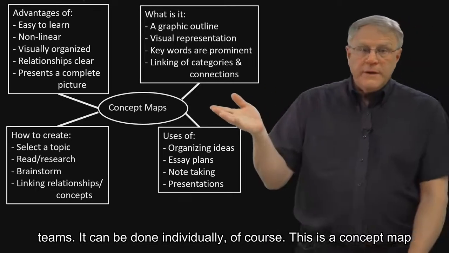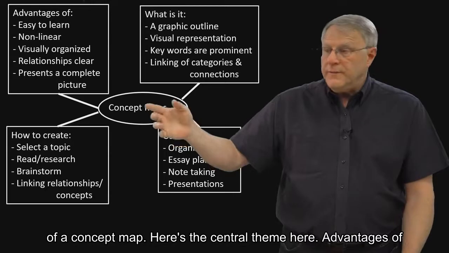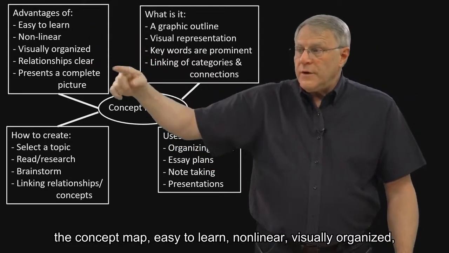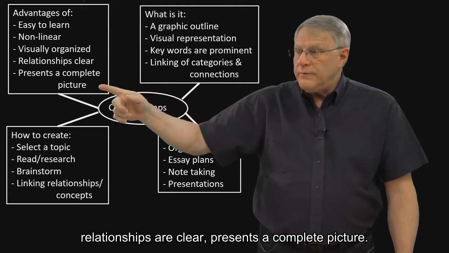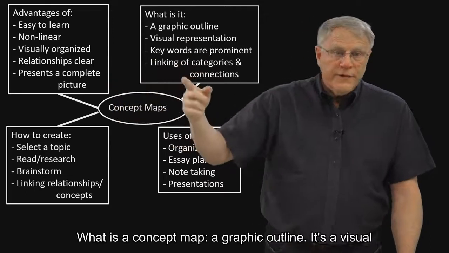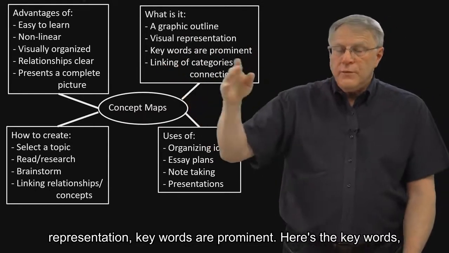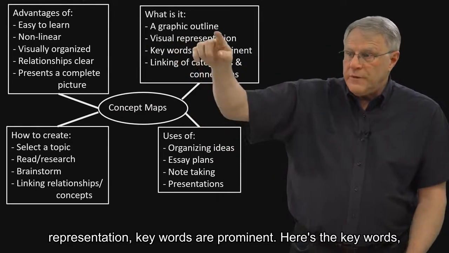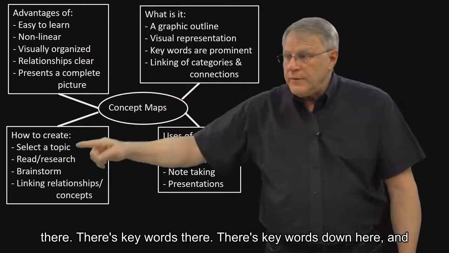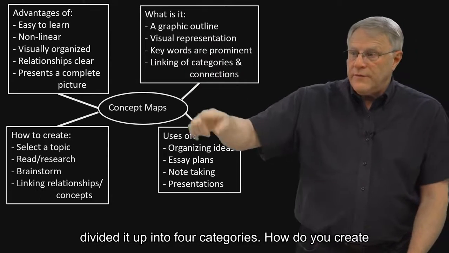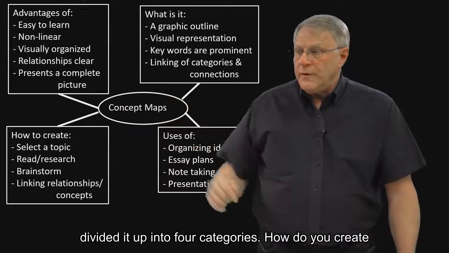This is a concept map of a concept map. Here's the central theme. Advantages of a concept map: easy to learn, nonlinear, visually organized, relationships are clear, presents a complete picture. What is a concept map? A graphic outline. It's a visual representation. Keywords are prominent. Here's the keywords, there's keywords down here, and linking categories and connections. So here they've divided it up into 4 categories.